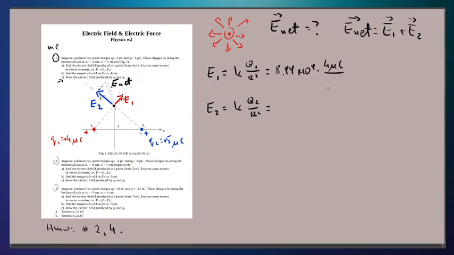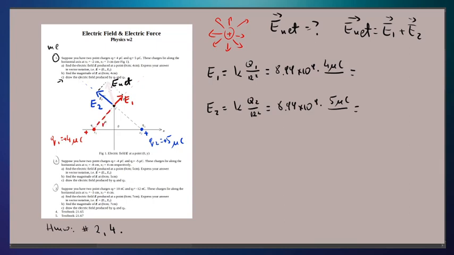Q1 is 4 microcoulombs. Micro is 10 to the minus 6th, divided by the distance. I have to figure out the distance. But let me write this here, 8.99 times 10 to the 9th times 5 microcoulombs divided by, again, the distance. So what I have to do is determine this distance here.